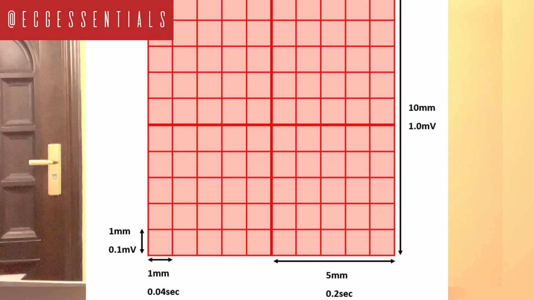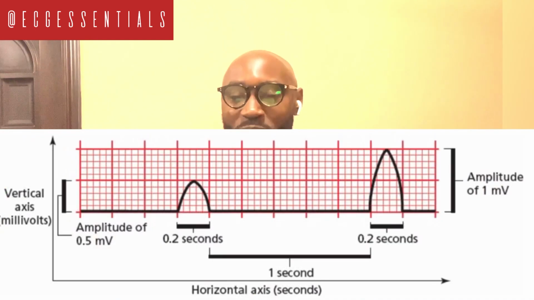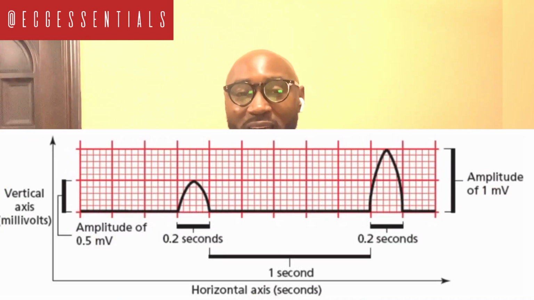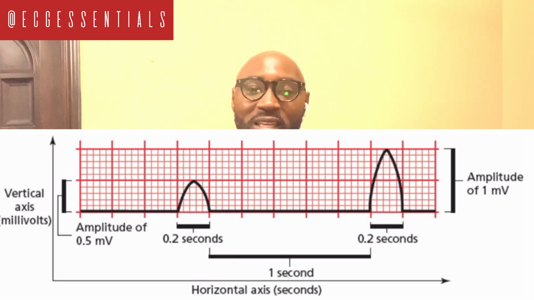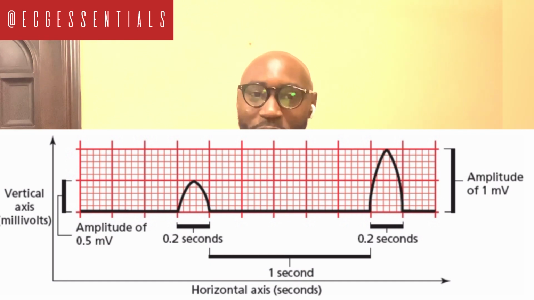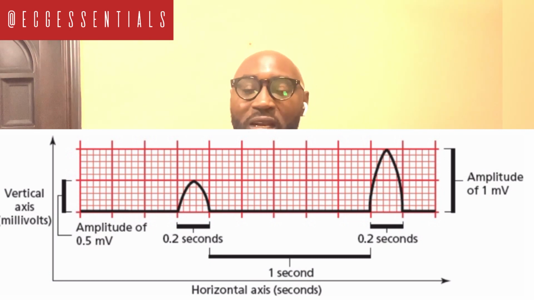Then over here we put it together so that one large box that is made up of 5 small squares is equal to 0.2 seconds on the horizontal axis, and on the vertical axis, one large box is equal to 0.5 millivolts, and then 2 large boxes will be equal to 1 millivolt.